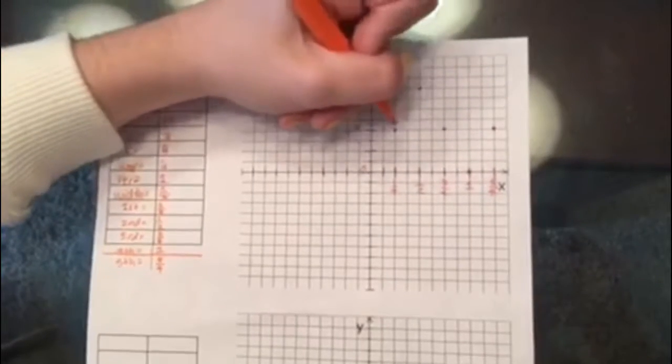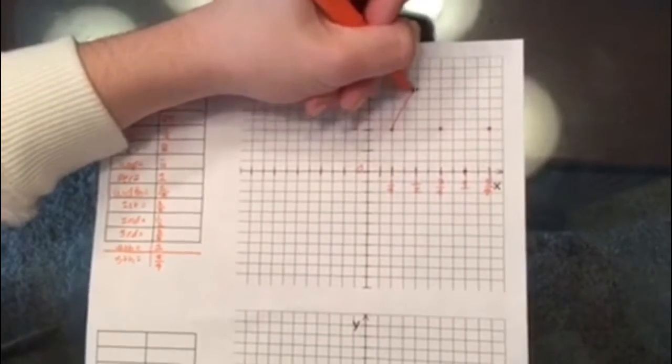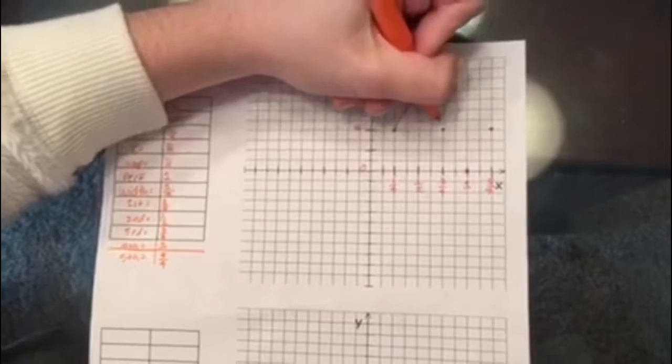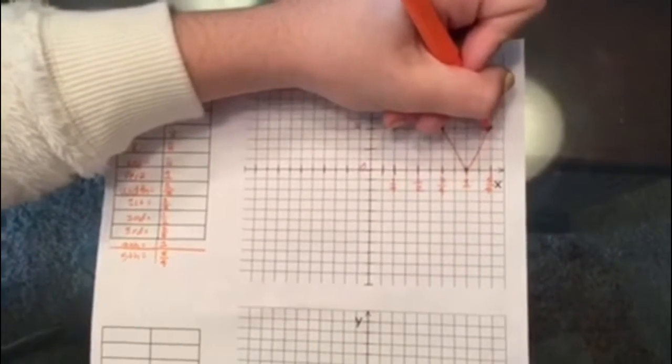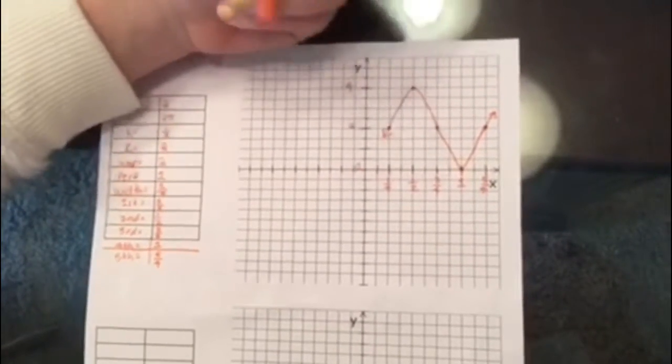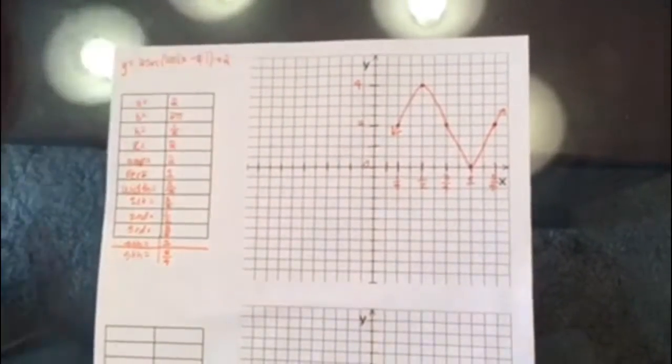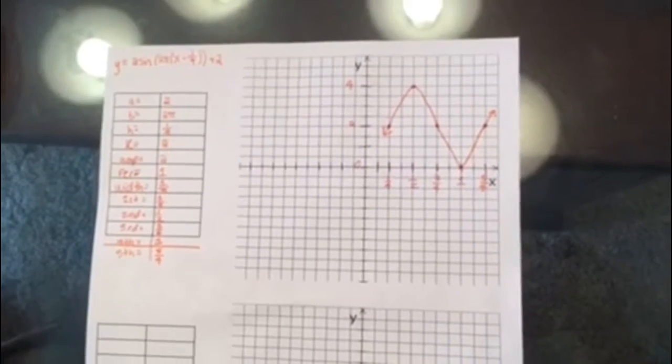So now this is really easy. Now you just connect these points. And you can just draw an arrow. So that's one period that you can see right there.